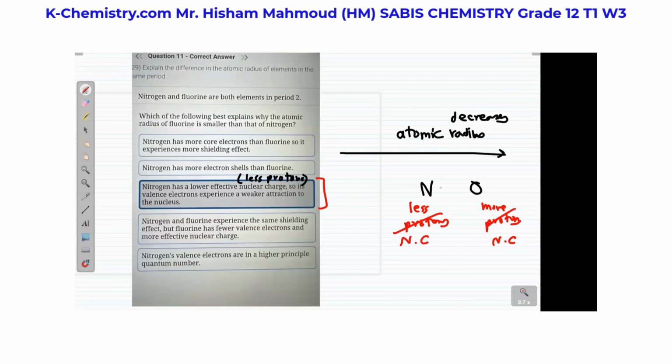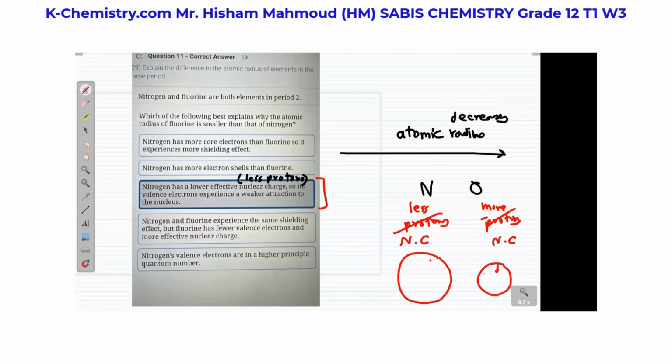This means that the electrons will be attracted by less protons. So the attraction is less. That's why the size becomes big here. Here the electrons are attracted by more protons. That's why the size will be less.